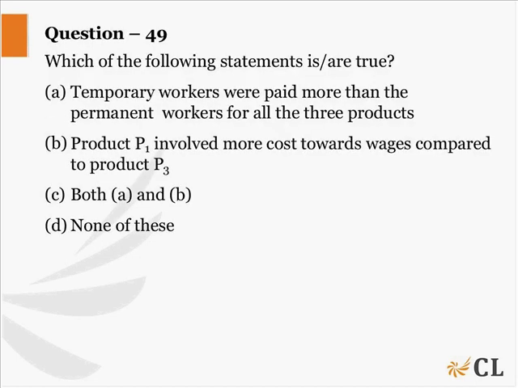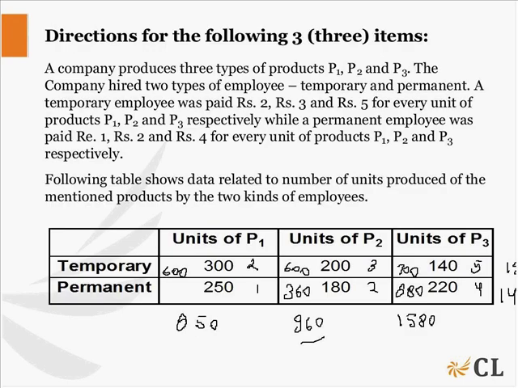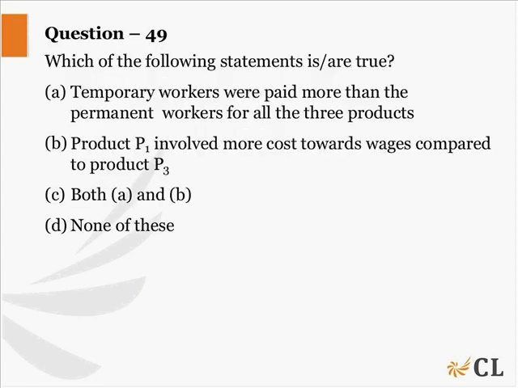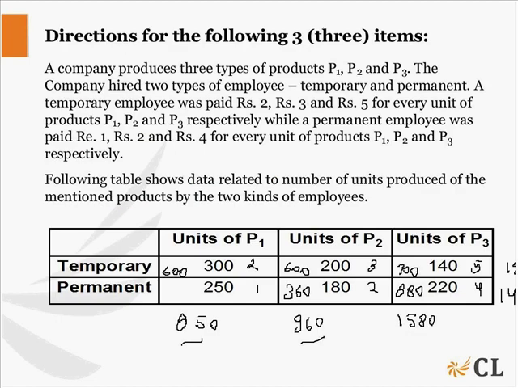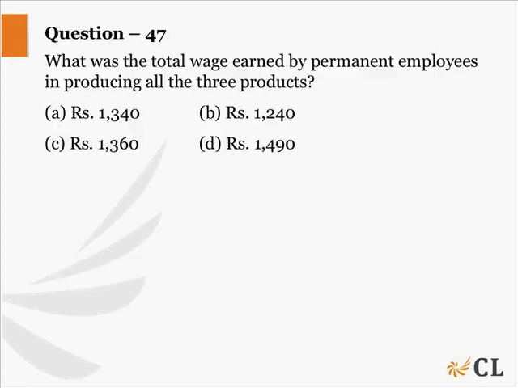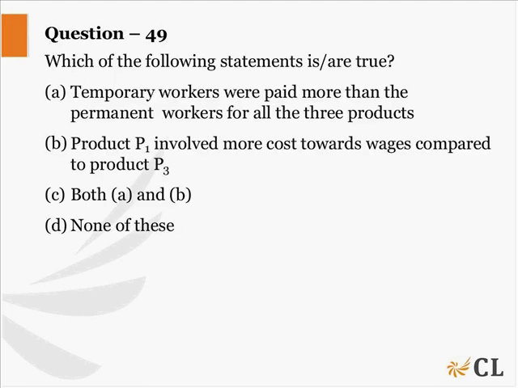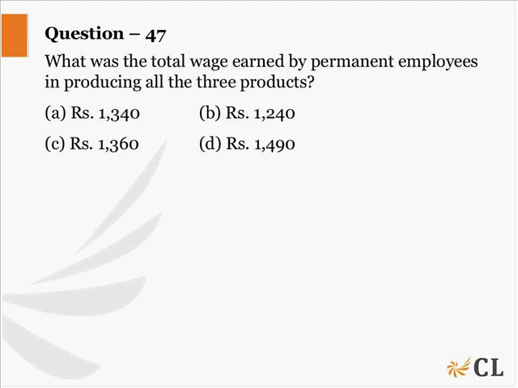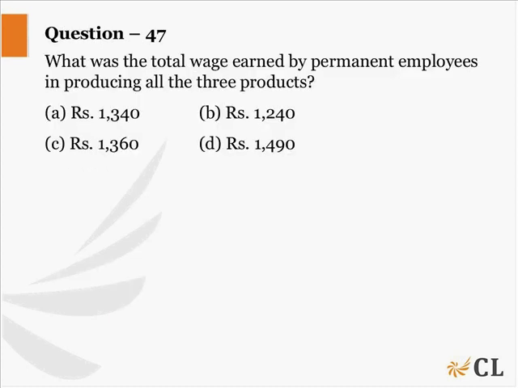Which of the following statement is true? Temporary workers were paid more than permanent for all the three products. Temporary is more than permanent. It is false statement. It is 900, it is 1490. So first is false. Second, P1 involved more cost towards wages compared to P3. P1 involved more as compared to P3. This is false again. Oh no, first one saying for temporary is more than permanent, right? So temporary is, that is right, right? First one is right, second is wrong. Done. Okay.